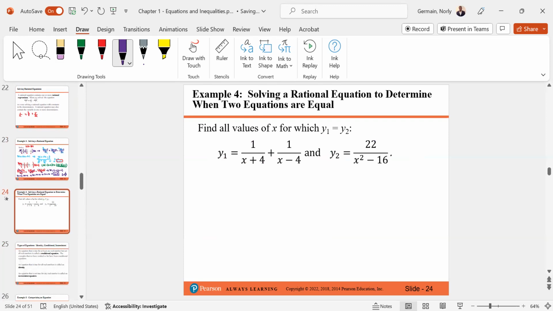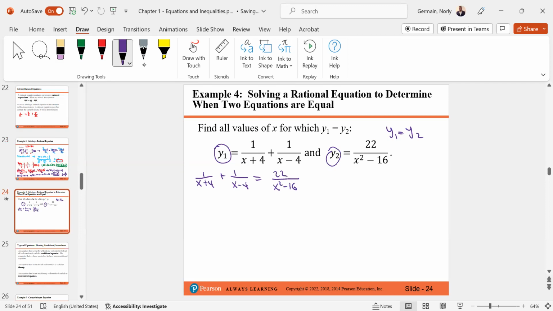All right, now part C, solving a rational equation to determine when two variables are equal. Usually what we do is set them equal. If we set these two equations equal, because we want to find all values of x for which y1 equals y2, we go: 1 over x plus 4 plus 1 over x minus 4 equals 22 over x squared minus 16.